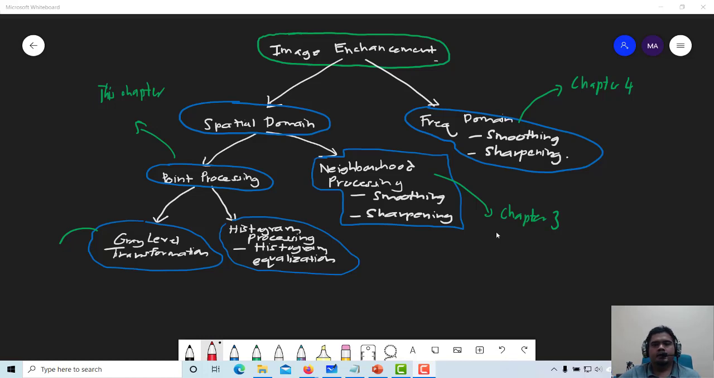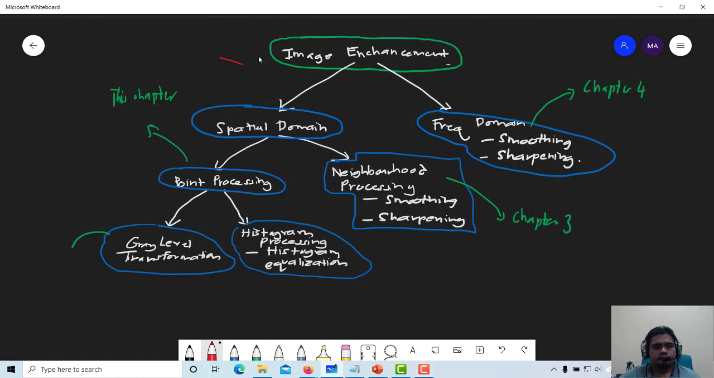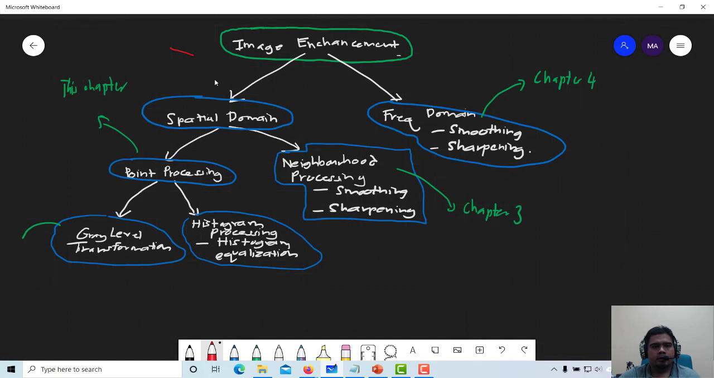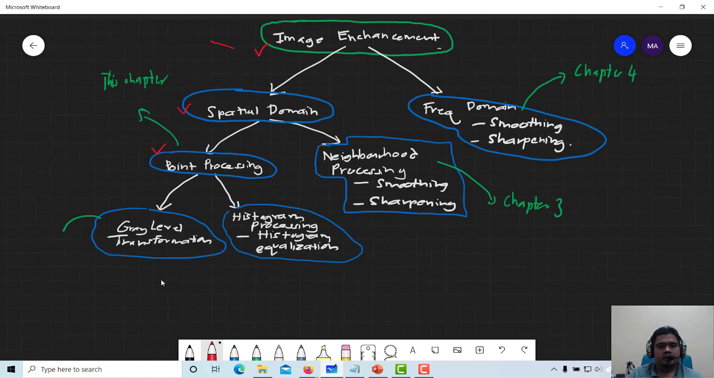Okay, so far we have discovered the negative transformation function, which is under linear transformation functions. Let's get back to our overall mapping over here. We already discussed image enhancement, and then we talk about what is spatial domain: image enhancement in spatial domain. In this chapter we talk about point processing, which is divided into two: gray level transformation function and histogram.